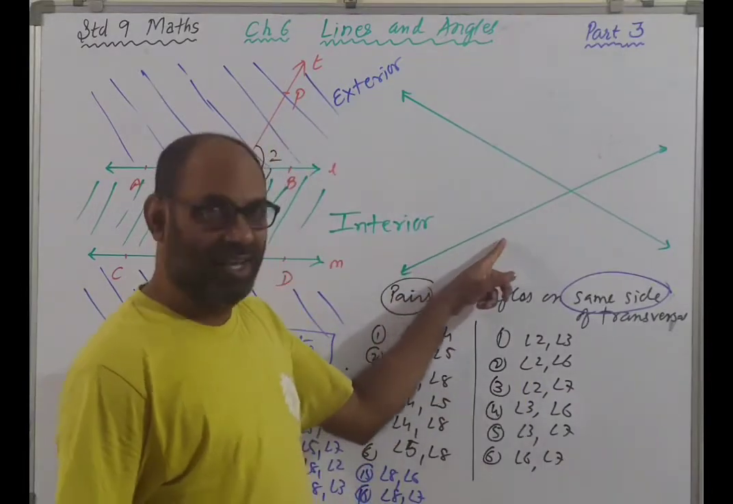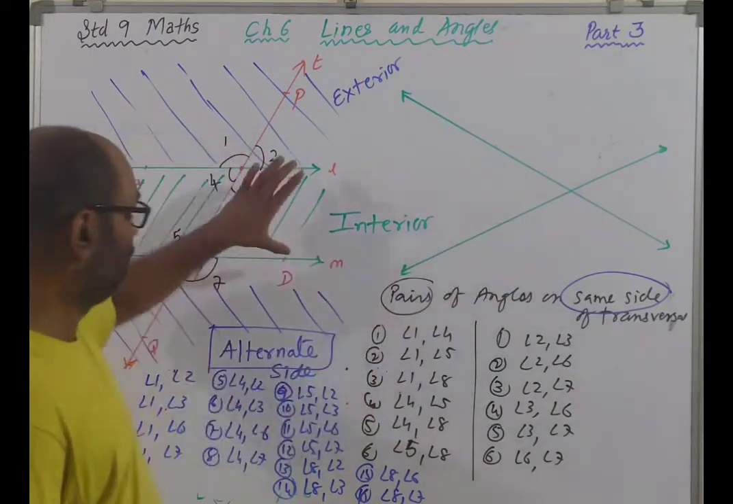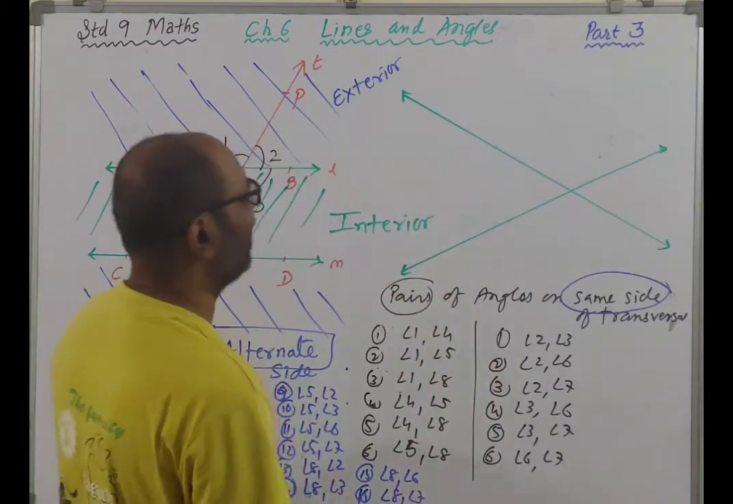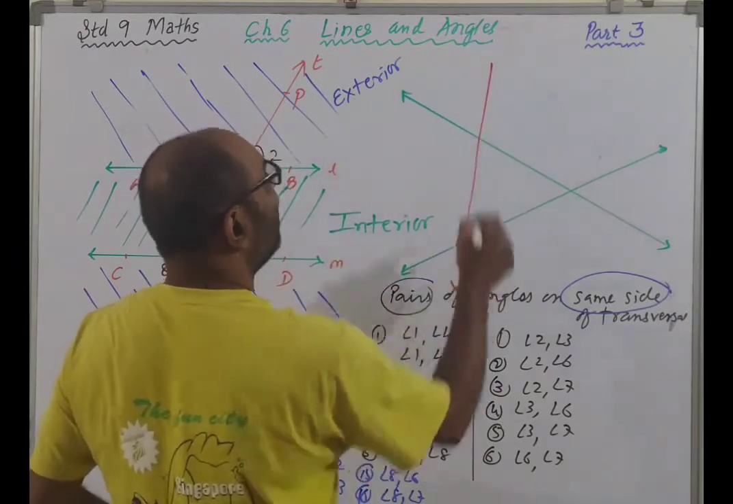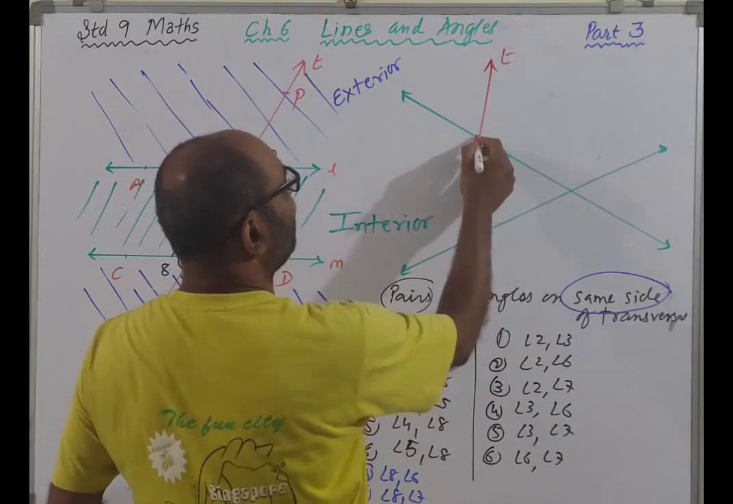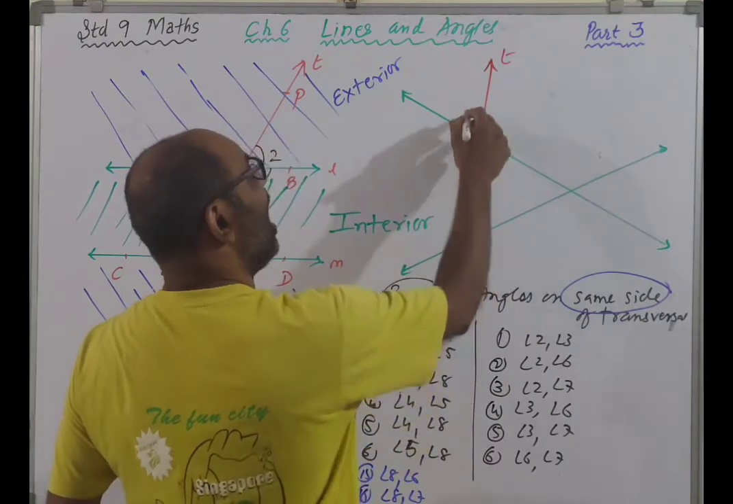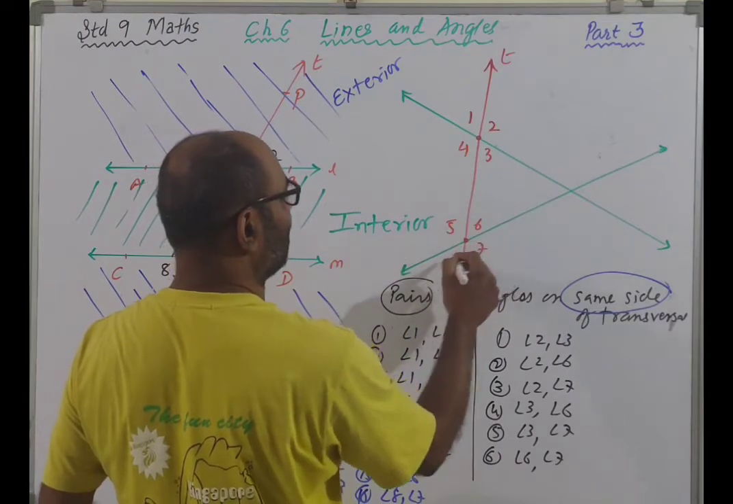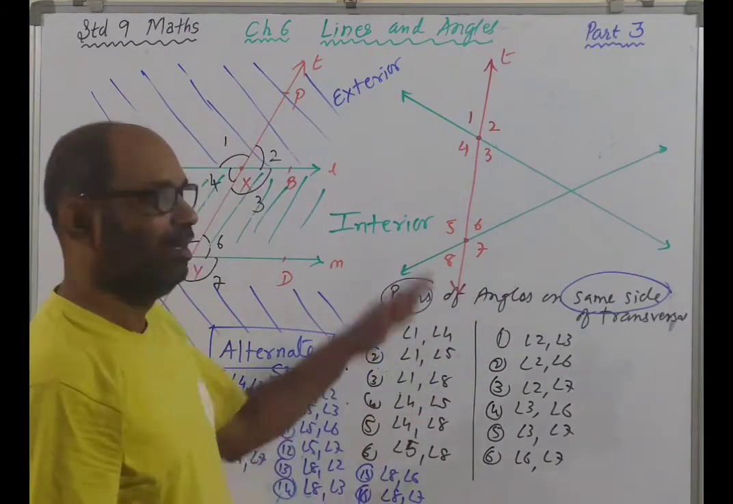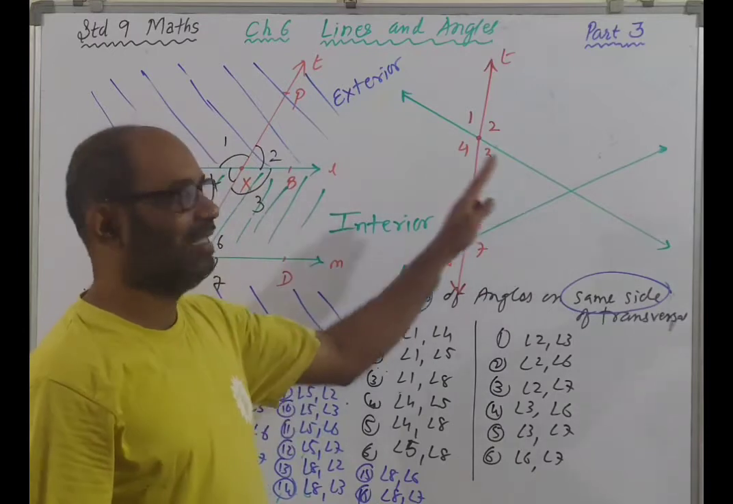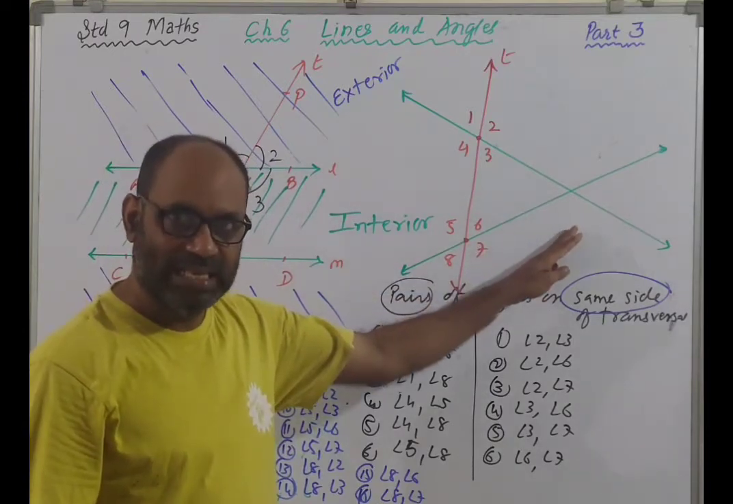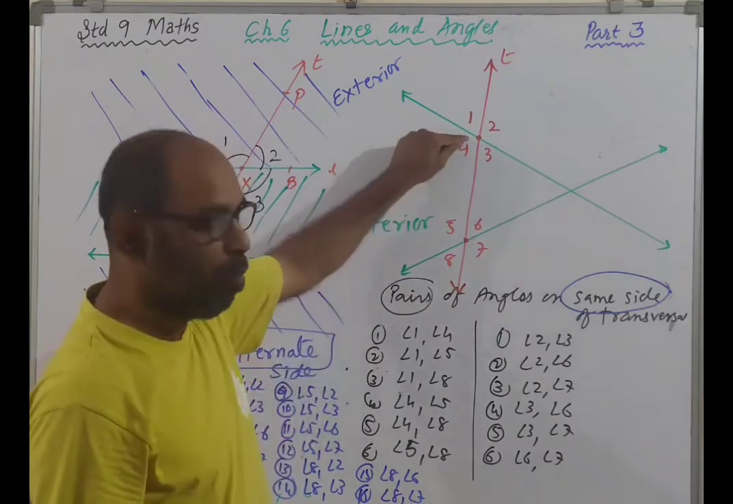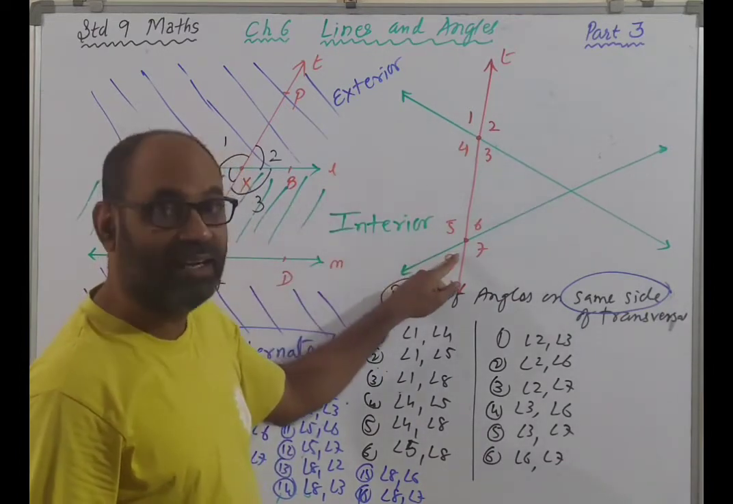Children, what about this? Here the green lines are parallel. Here the green lines are intersecting. And here is the third line, T, which intersects in two distinct points. So here angle 1, angle 2, angle 3, angle 4, angle 5, angle 6, angle 7 and angle 8. These are parallel lines, these are non-parallel, intersecting lines. They also form 8 angles, 4 at one point of intersection, 4 at the other point.